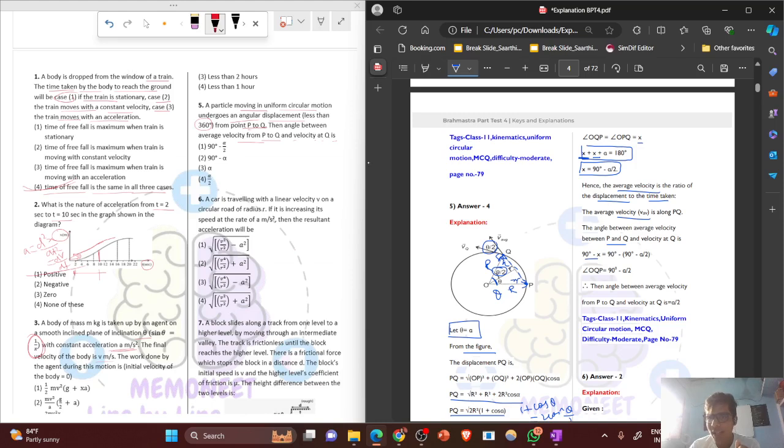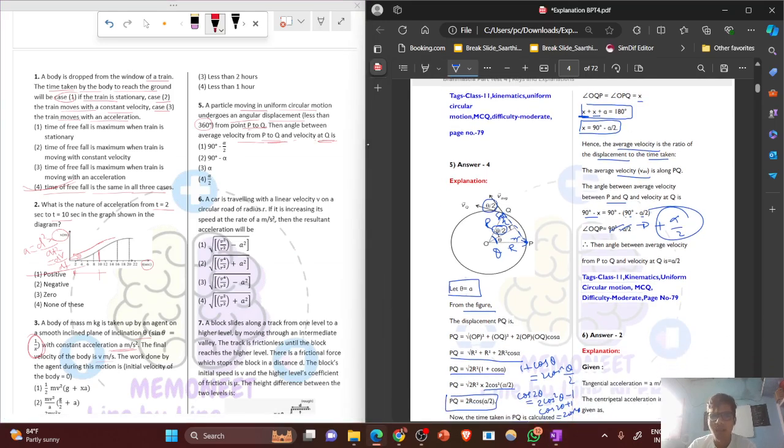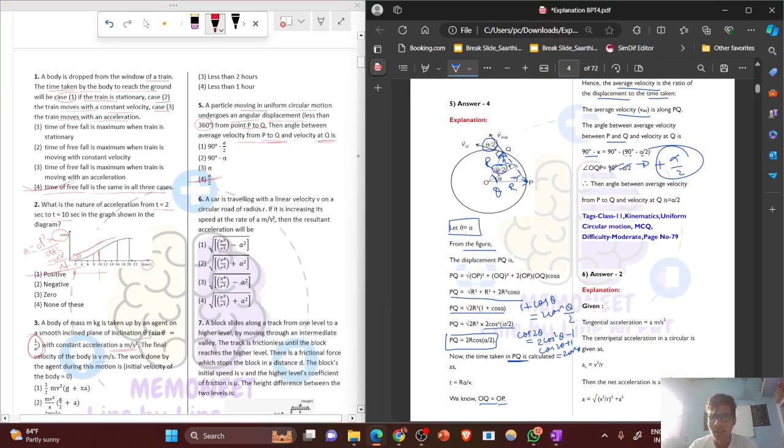We know the value of x, that is 90 minus alpha by 2. Putting its value in, it will simply come out to be alpha by 2. So this is the angle between the velocity at Q and the average velocity between PQ. So your answer will be alpha by 2, which means option 4 is the correct answer.